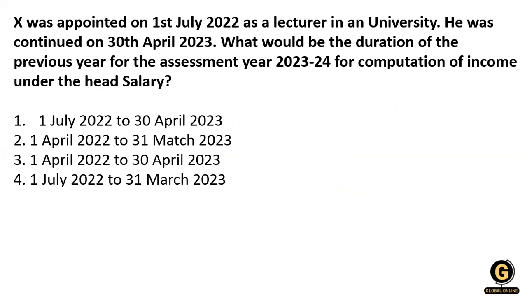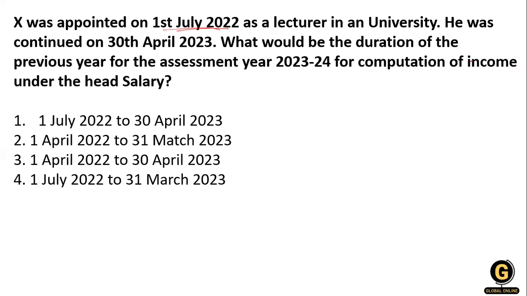X was appointed on 1st July as a lecturer in a university. He continued on 13th of April. What would be the duration of the previous year for assessment year 2023-24 for the computation of the income under the head salary? Okay, so what is it?